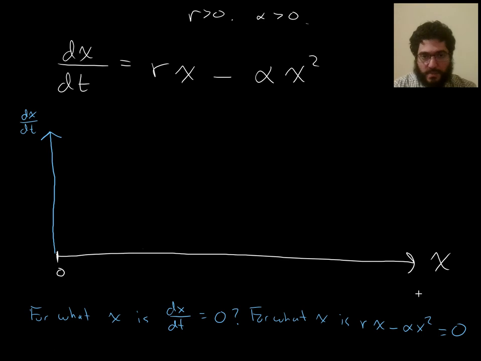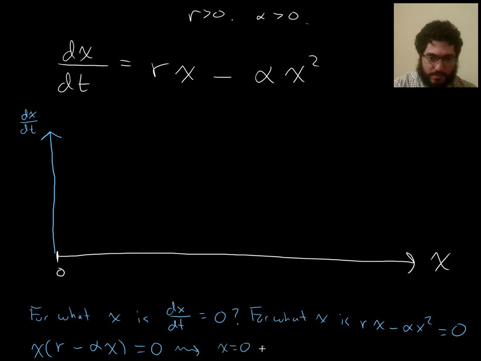If this were a more complicated quadratic polynomial here, then I might use the quadratic formula and find the two places where it crosses. But it's quite simple because you can just pull out an x. Right? So what are the solutions to this equation? x equals 0. And another solution is, if I look at the equation r minus alpha x equals 0, solve that. That would be x equals r over alpha.